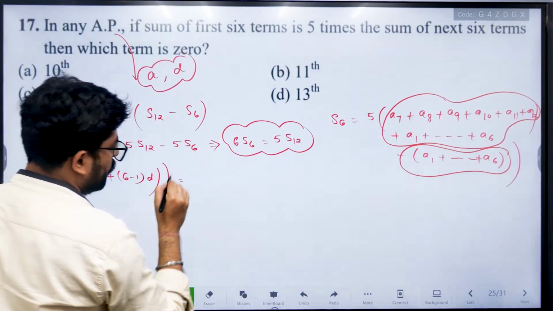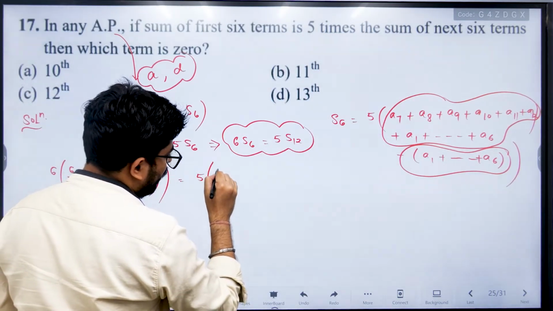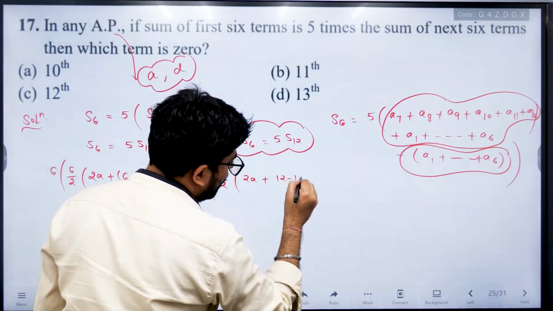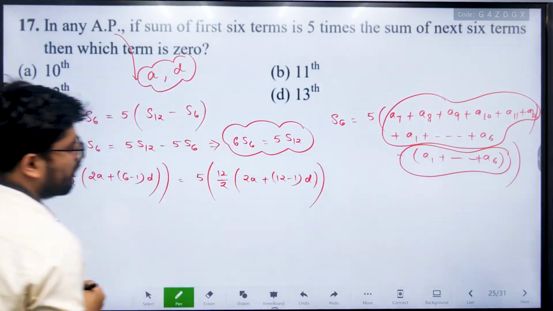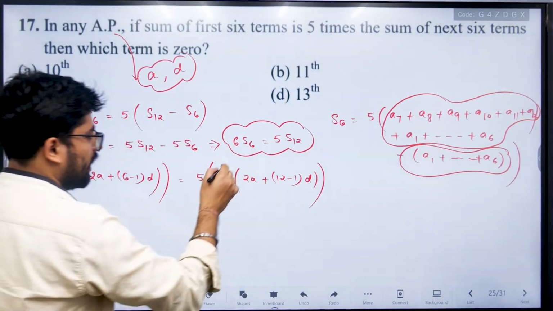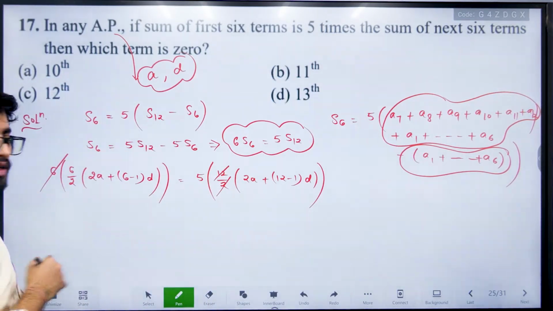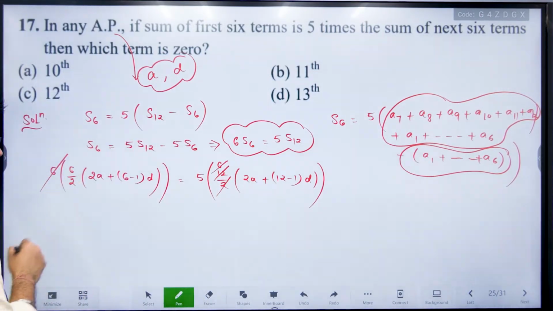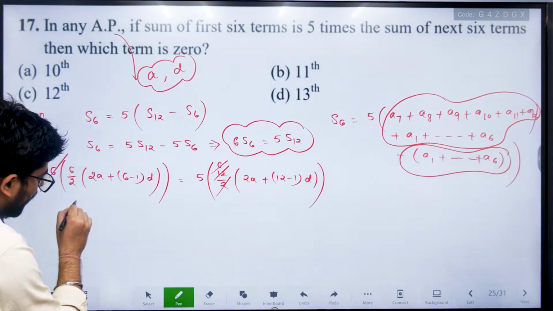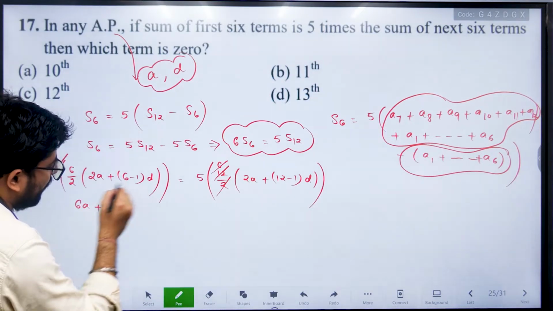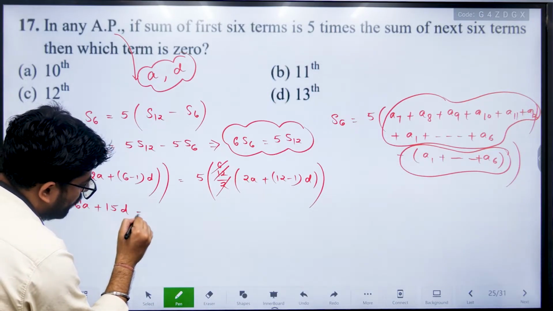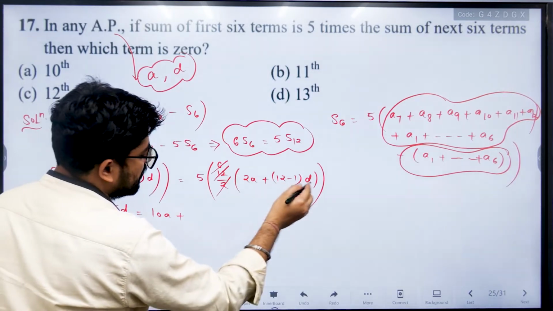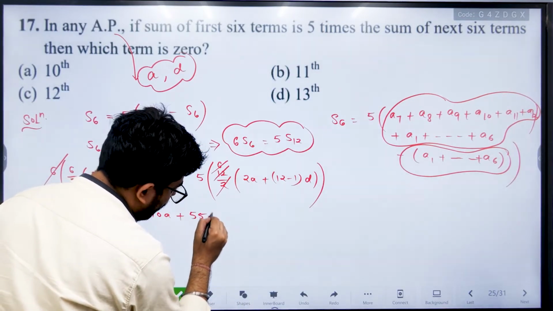Sum of the first 12 terms is n by 2 into 2a plus (n minus 1) into d. When you simplify it, 12 by 2 is 6, and you can cancel 6 by 6. So this is 3 into 2a, which is 6a plus 5d into 3, that's 15d, which is equal to 5 twos are 10a plus 11 into 5, that's 55d.